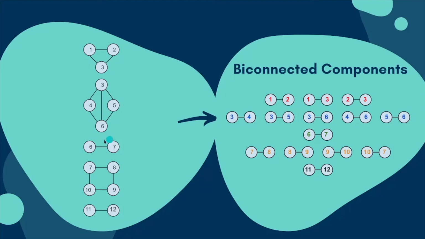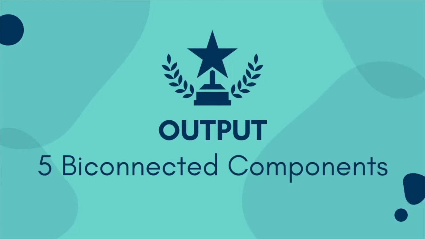And after that we got this biconnected component here, and the edge we got from here is 6-7. And after 6-7 we got this biconnected component, and here we got these edges: 7-8, 8-9, 9-10, and 10-7. And lastly we got 11-12, which is another biconnected component. So after all this, we got our output, which is 5 biconnected components from our supergraph.